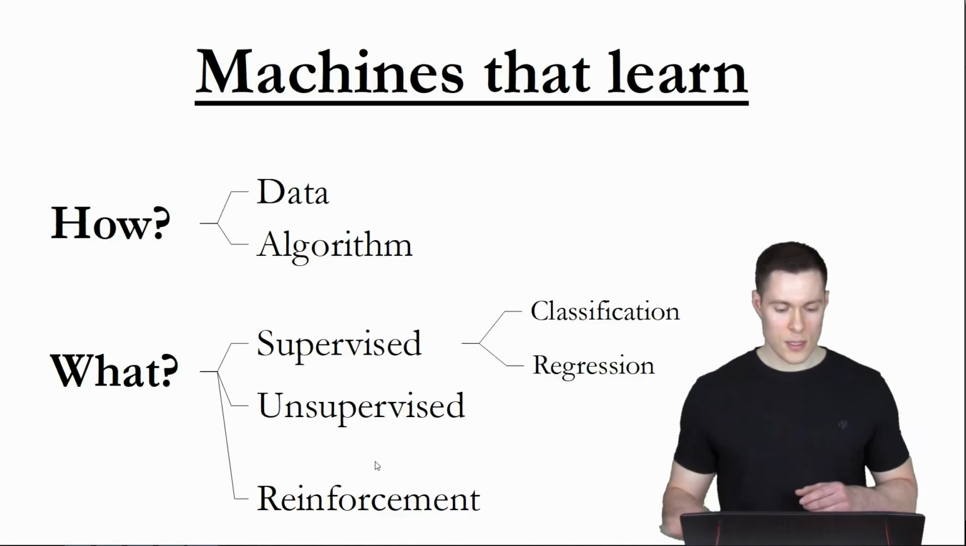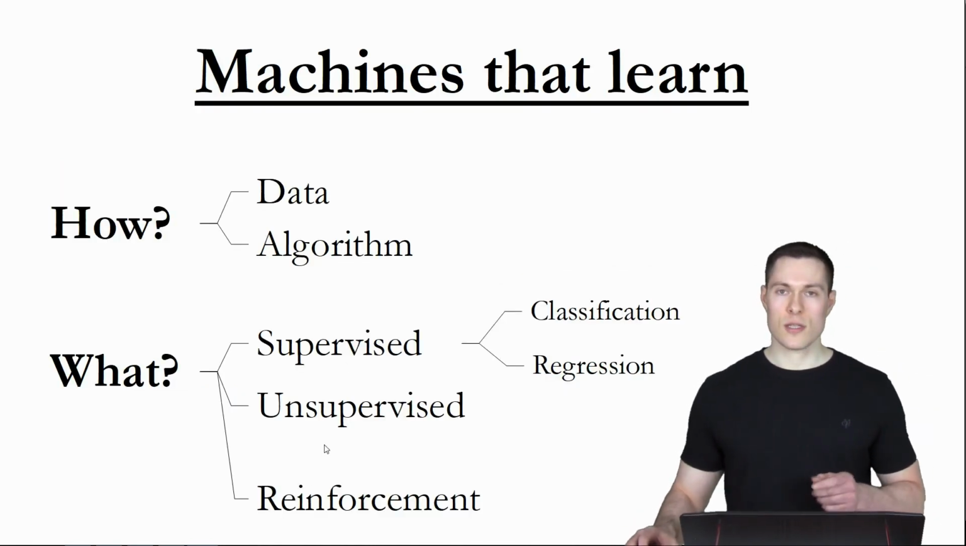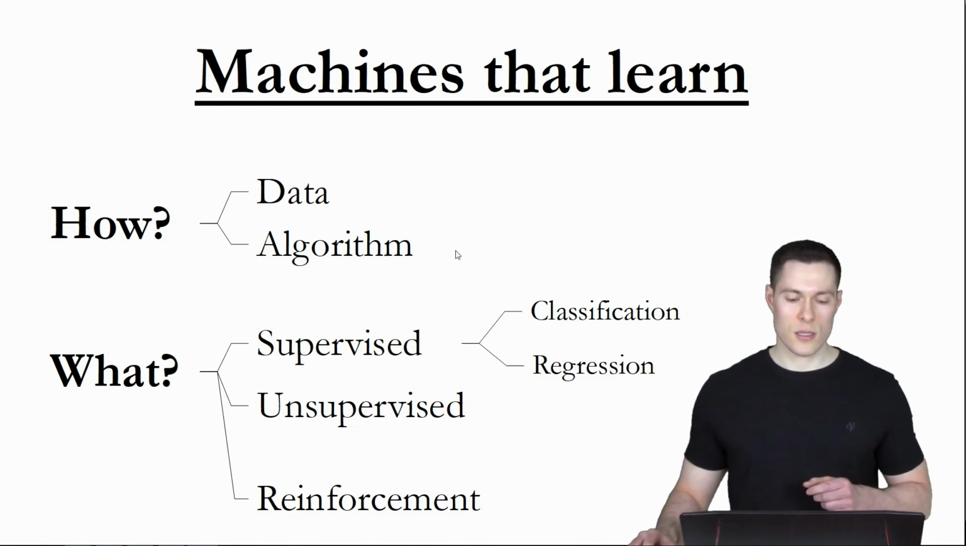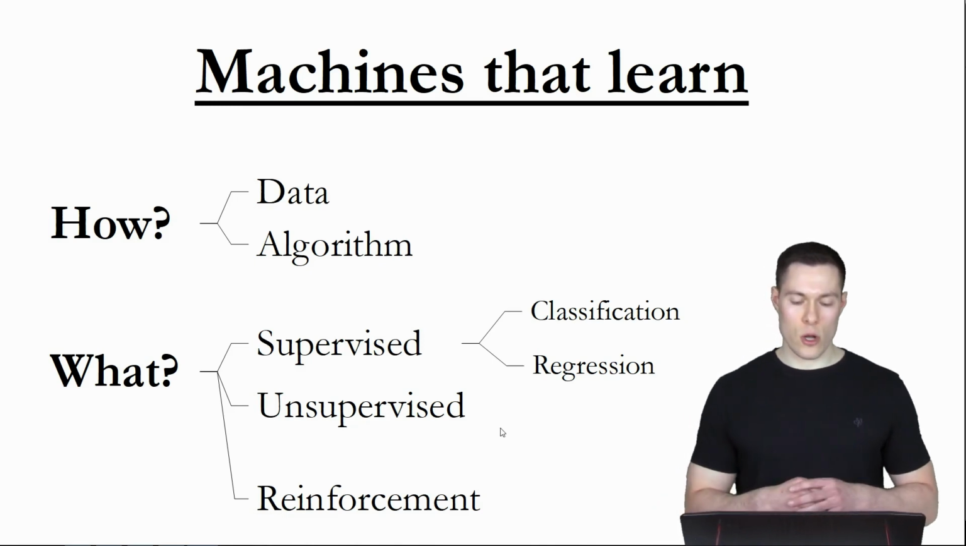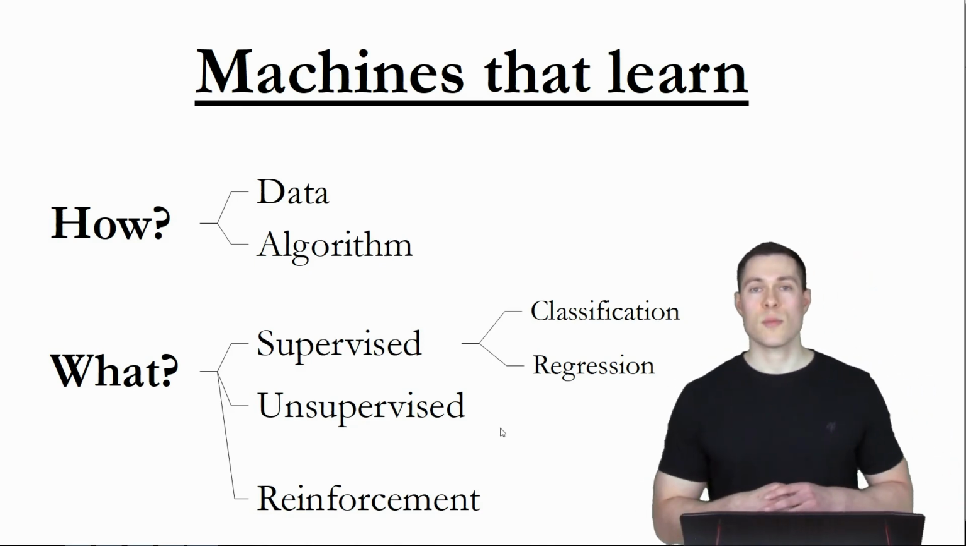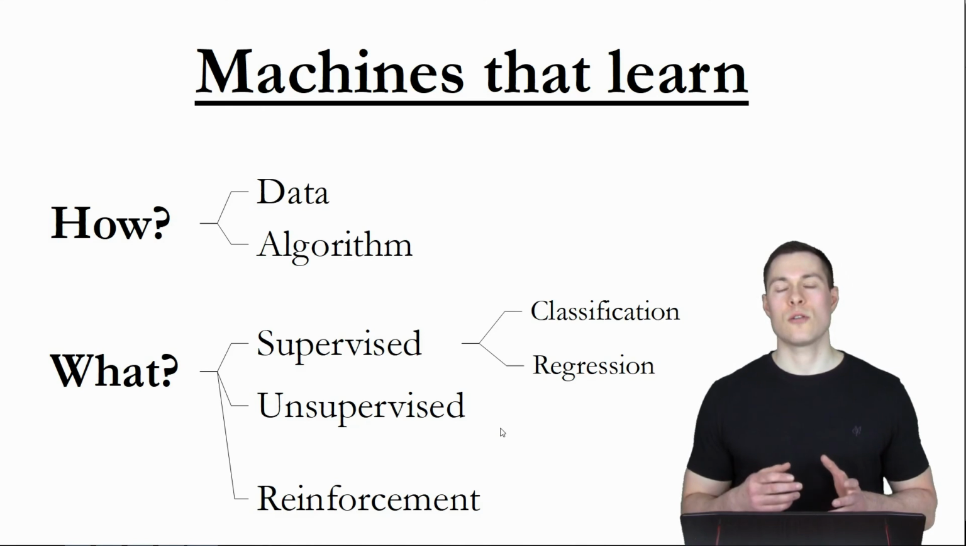So these are the three different types of machine learning that exist, and the implication of that is that you need different kinds of data and algorithms to solve the respective problems. And this concludes my high-level overview of what machine learning is.